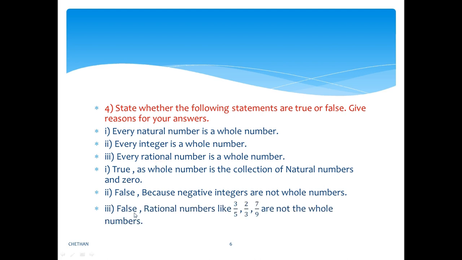False, because rational numbers like 3 by 5, 2 by 3, 7 by 9 are not whole numbers. Whole numbers means 0, 1, 2, 3. They are only the whole numbers, in the form of natural numbers and including 0. But 3 by 5, 2 by 3, 7 by 9 are in the form of rational numbers. So these rational numbers are not in the whole numbers group. So the statement that every rational number is a whole number is also false.